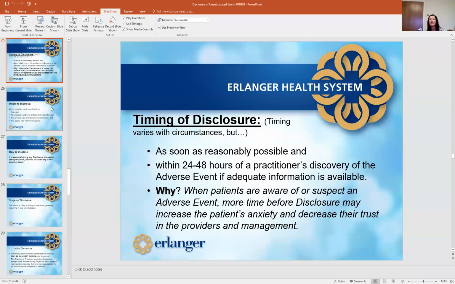Within 24 to 48 hours of discovery of an event, if adequate information is available to make that disclosure. And we want to do that because particularly when patients are aware of it or they suspect an adverse event, the longer the time before disclosure, not only does it increase their anxiety, it decreases their trust in what you're telling them. The sooner you tell them what happened, the better off we are.